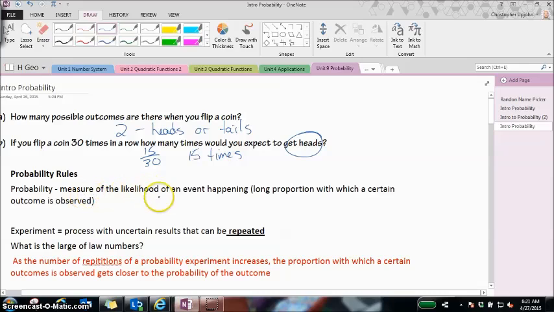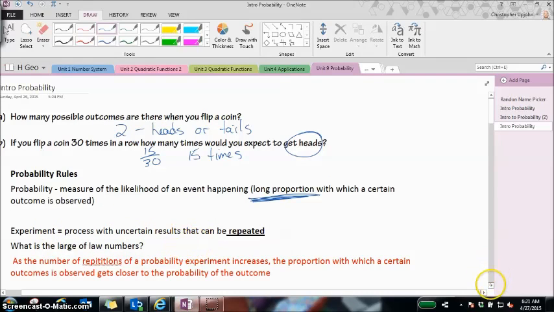Probability. It's the measure of the likelihood of an event happening. Long-term proportion with which a certain outcome is observed. So over time, what we should get. An experiment is a process with uncertain results that can be repeated.